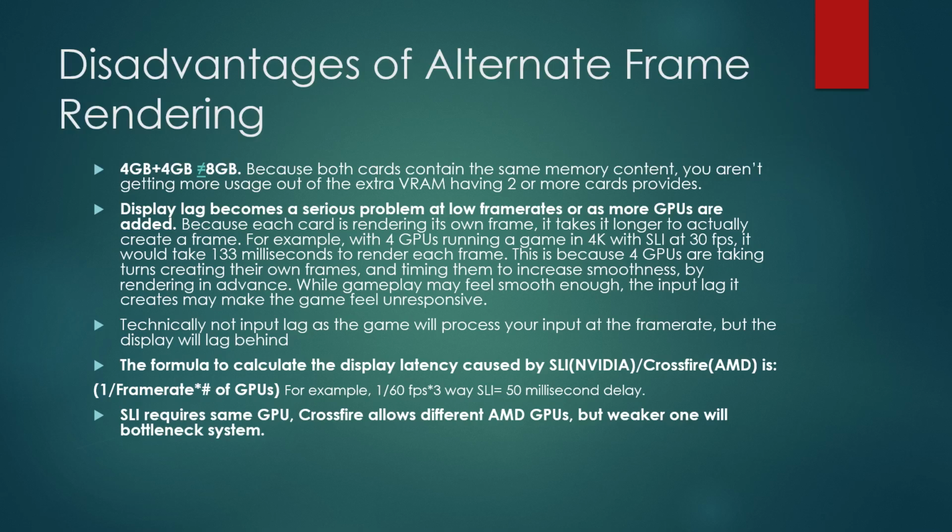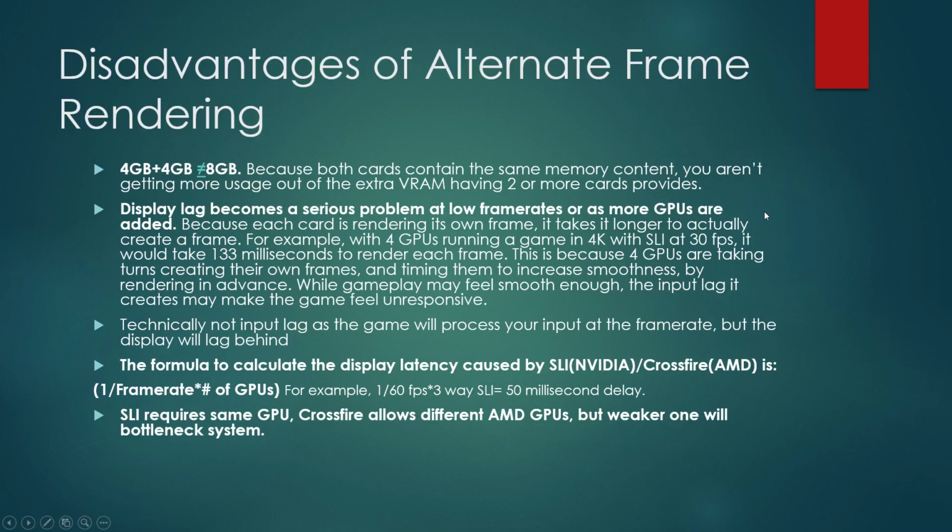Now, the formula to calculate the display latency caused by alternate frame rendering, in theory, is 1 divided by the frame rate times the number of video cards. So, for example, if you have a three-way SLI at 60 FPS, it's 1 divided by 60 FPS, times 3 video devices for a 50 millisecond delay. Now, this isn't a perfect example because they might build the frame buffer differently. The game might decide to use triple buffering or do things a little differently, but that's just the general idea.